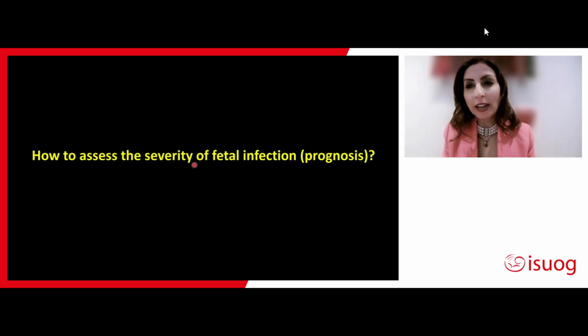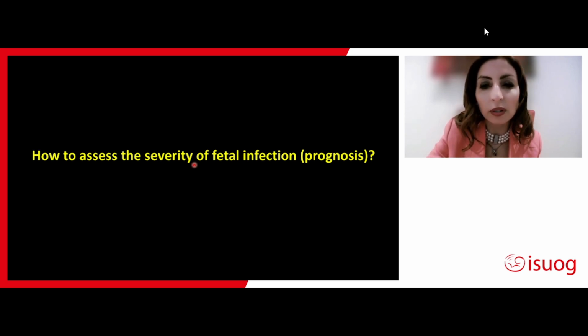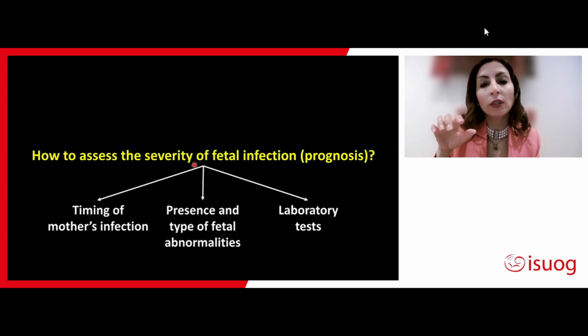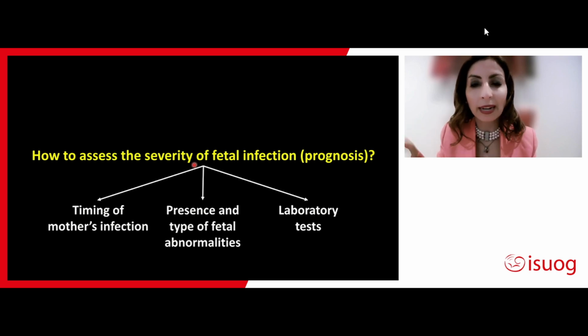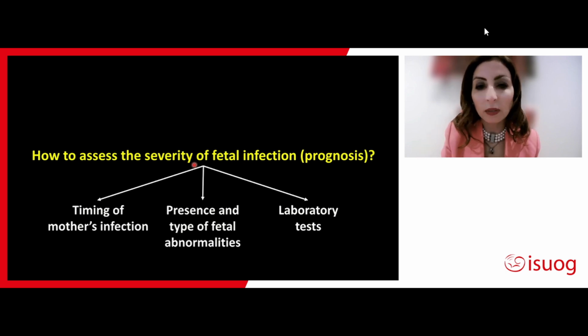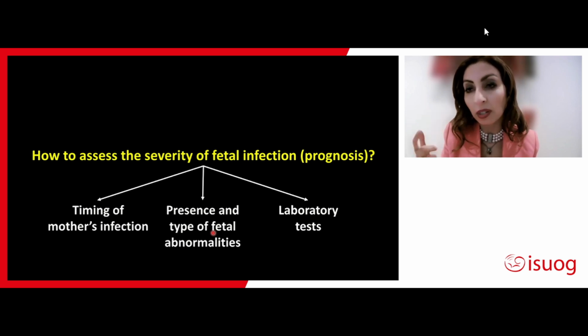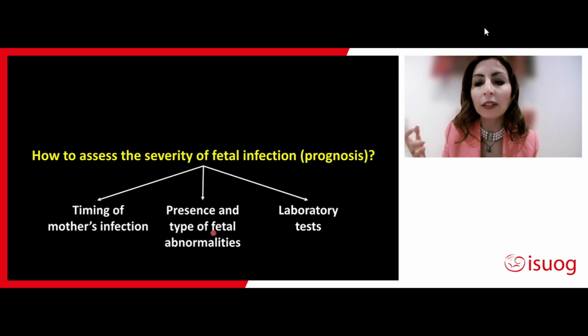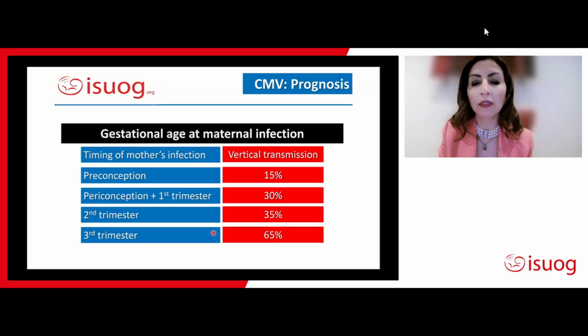I think one very important role of the fetal medicine specialist, once the diagnosis is made, is to assess the severity of the fetal infection, the prognosis. Is this fetus or this baby likely to be symptomatic? Is it likely to have disability secondary to this infection or not? And in order to do that, there are 3 things that we can actually use. First is the timing of the maternal infection. Second, which is very relevant to this talk, is the presence and the type of fetal abnormalities, because they can vary in terms of the prognosis. And the third is a laboratory test. So I'm going to try to cover each one of them.